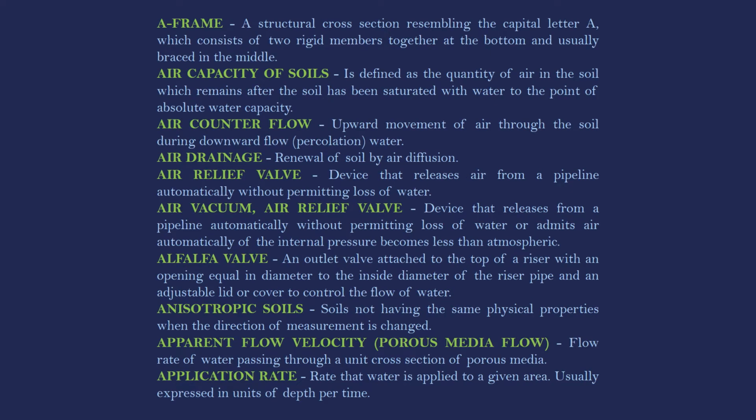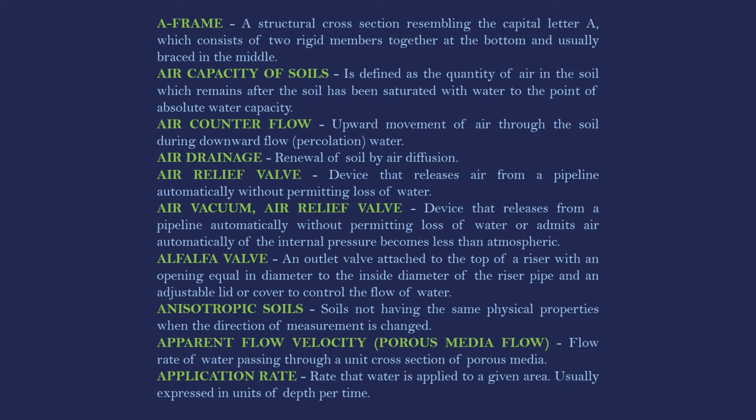A-frame: a structural cross-section resembling the capital letter A, which consists of two rigid members joined together at the bottom and usually braced in the middle. Air capacity of soils is defined as the quantity of air in the soil which remains after the soil has been saturated with water to the point of absolute water capacity.